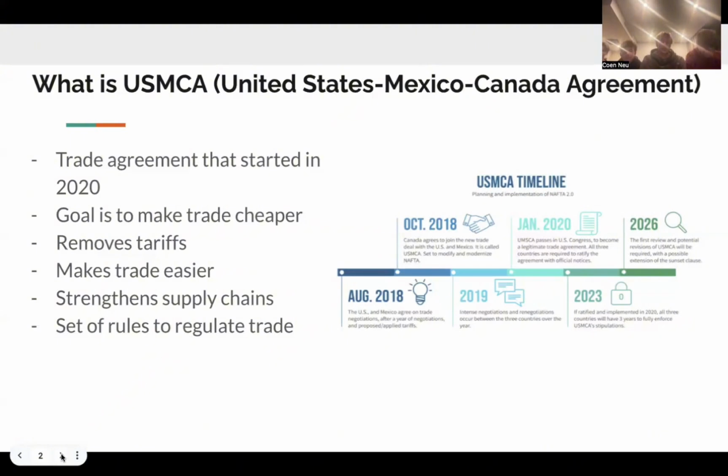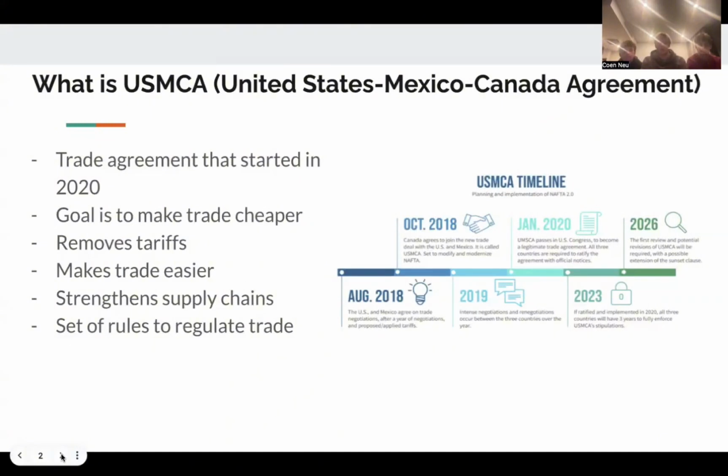This is a trade agreement that started in 2020 after the North American Trade Agreement. This is kind of a new reformed one between the three countries. The main goal of the USMCA is to make trade between these countries cheaper and more efficient. It does this by removing many tariffs, which are taxes on imports and exports, and allowing these goods to move more freely across borders. It also makes trade easier by creating a clear set of rules that businesses must follow when trading between these countries.